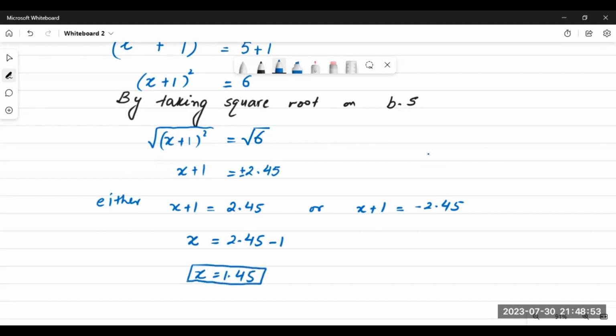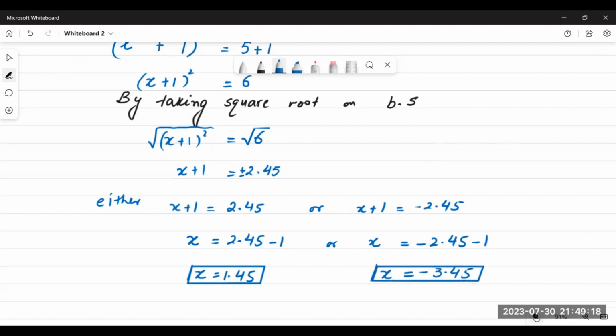1.45. This is my one answer. Now move to the other answer. It is x is equal to minus 2.45 minus 1. As you can see, both values are negative. So I can add the values 2.45 and 1, which will be 3.45, but with the same negative sign. This is your answer.